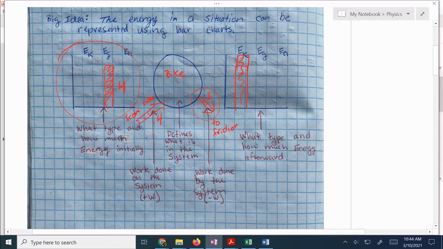So you start with 4, you have 4 more going in, so it's going to give you a total of 8. You lose 3 because of friction, and so now you're up to 5 in the kinetic energies. So just realize that also matters.